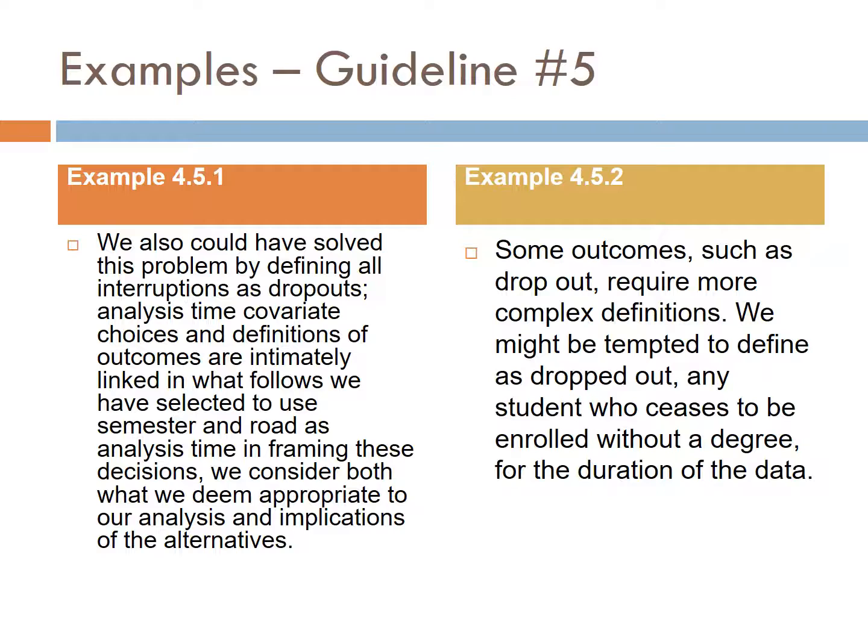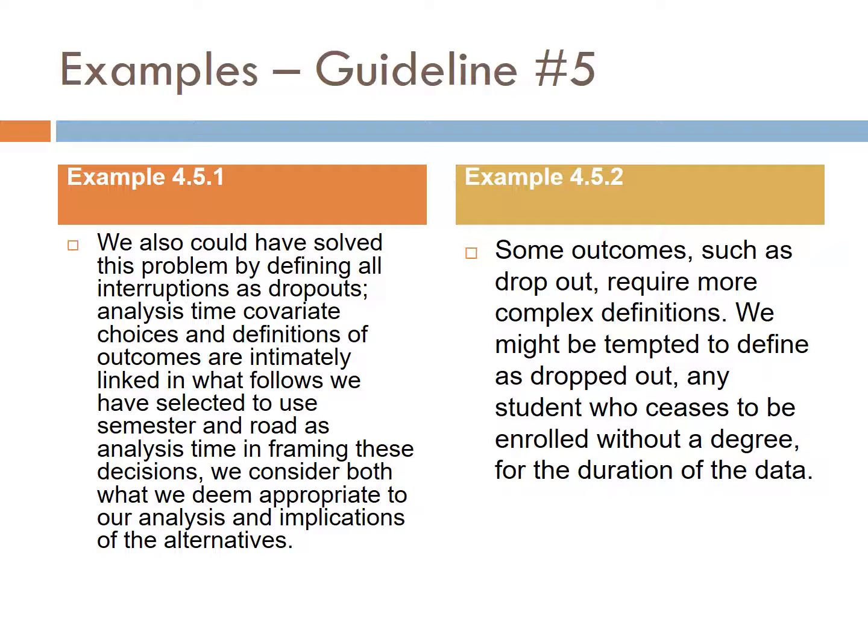Then you'll go to the next example, which is here, 452, and it's defining dropout as students who cease to be enrolled without a degree. So if you have several different examples or several different meanings, it's okay. What you want to do is make sure that you have all of your information handy so that you understand what it is you are reading.